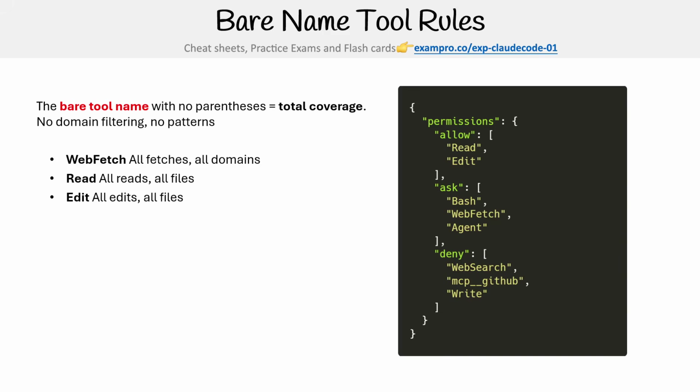Edits will do all files, all edits, right? Bash will do all bash commands. You're getting the picture here. MCP is the only one that's unusual where you'd have to say the name of it. So it's not just MCP. That's not a thing. You still have to do an individual name. And I still don't know why there's one with a double underscore asterisk. It doesn't explain it in the docs, but there's a variant. So just be aware of the bare name tools.